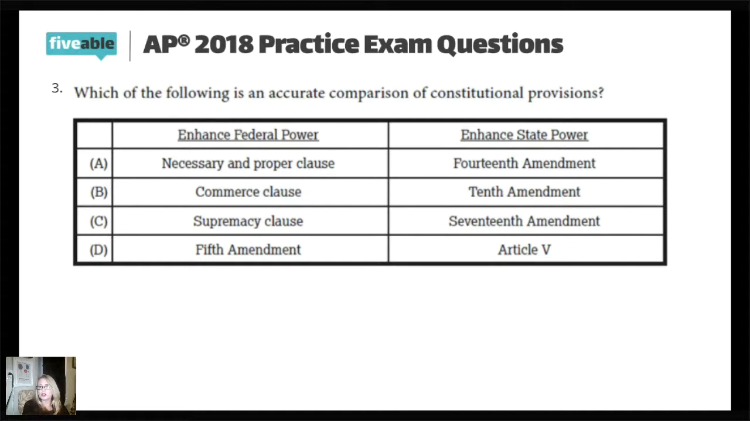Good. So Dakota says B. Yeah, that's it. Because the 10th Amendment does enhance state power. Okay. The 14th Amendment limits state power. The 10th Amendment there is basically that the states have other rights or other ability to make laws. Okay. That's what the 10th Amendment is all about. So good deal.